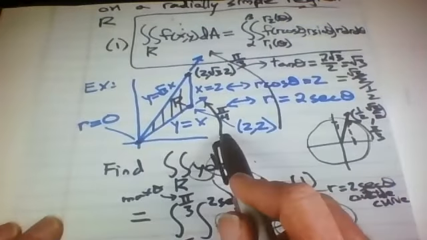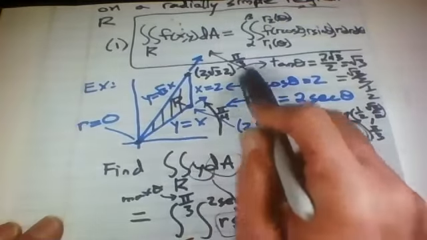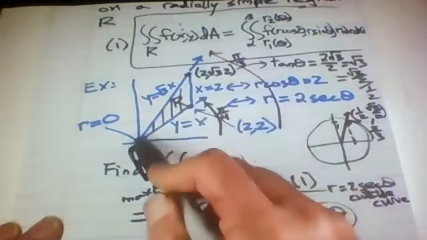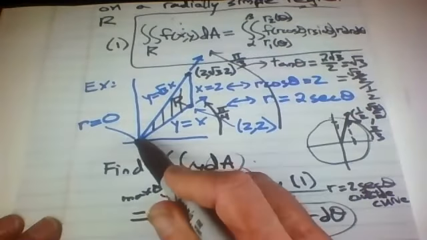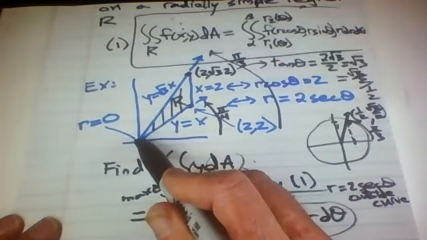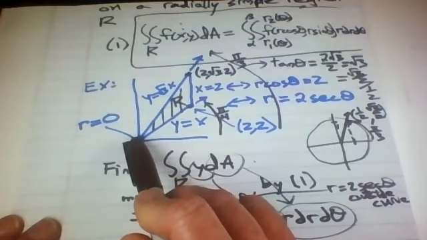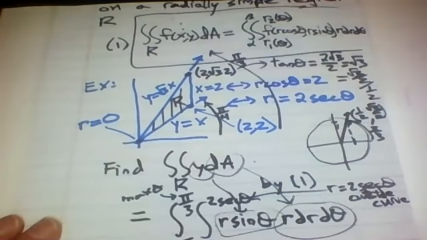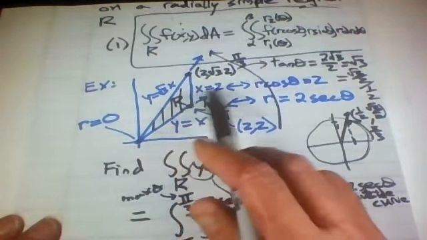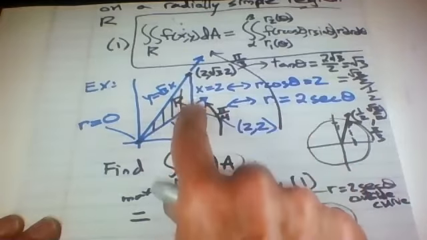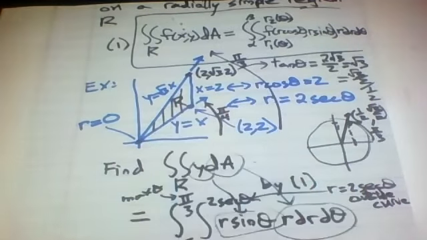So I figured out that this is pi over 4 to here, and this is pi over 3 to here. Those are the angles of the two rays. Now I just need the inside curve and outside curve. The inside one is easy. The pole has equation r equals 0, right? This one out here, we said the equation x equals 2. I have to convert it to polar coordinates. So x is r cosine theta, so r cosine theta equals 2 is the polar coordinates equation for this.